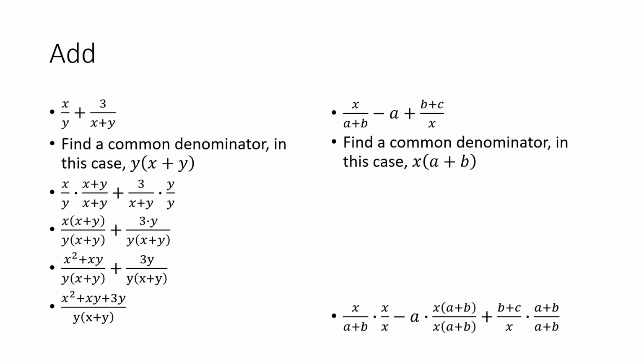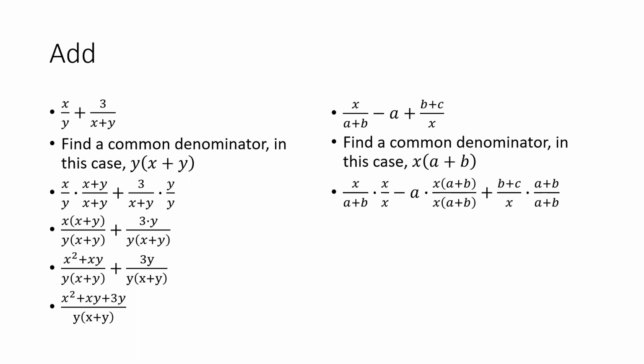And so now, let's multiply by fractions equivalent to 1 so that we get an equivalent fraction. So the first one, x over a plus b, what's it missing? It's missing an x over x, right? It's missing an x in the denominator. To make that a factor equivalent to 1, it's just x over x.